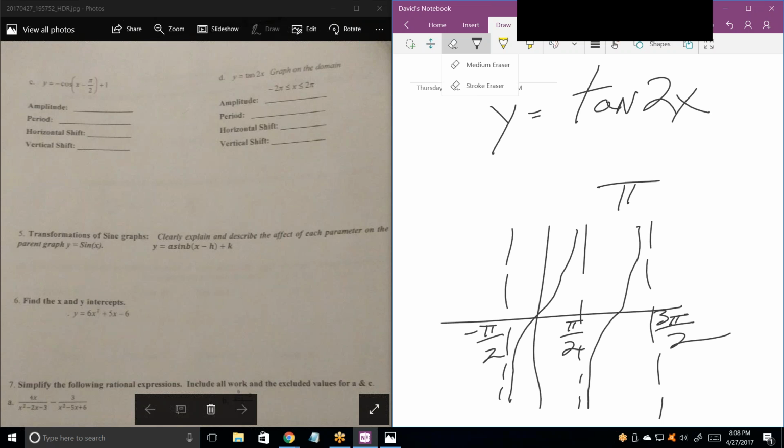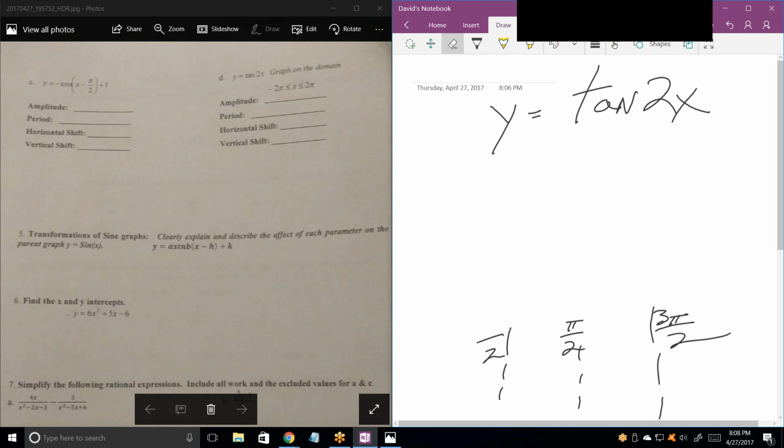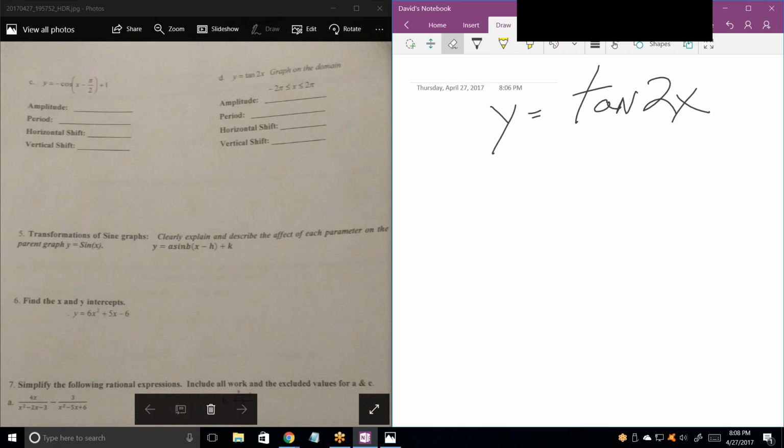Okay? And what that means is when you go to figure out the period based on b, it's no longer b equals 2 pi over the period. It's the period equals pi over b. So what's the amplitude of this? 1. Amplitude is 1. Period is pi over 2. Horizontal shift? 0. Vertical shift? 0.